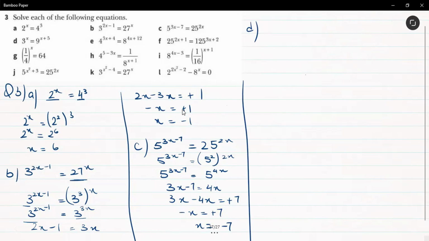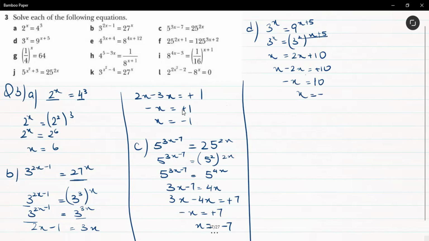Okay, for part D, we have 3 to the power x is equal to 9 to the power x plus 5. That is going to be 3 to the power x is equal to 3 to the power 2 raised to the power x plus 5. Okay, so I'm just going to directly solve this: x is equal to 2x plus 10. So x minus 2x is equal to positive 10, and negative x is equal to positive 10, and x is equal to negative 10. And that is it for part D.